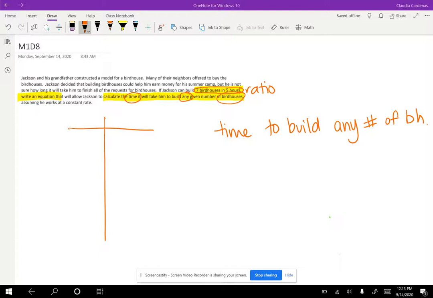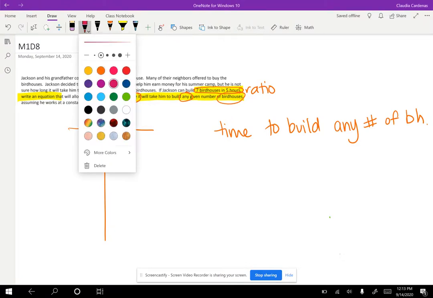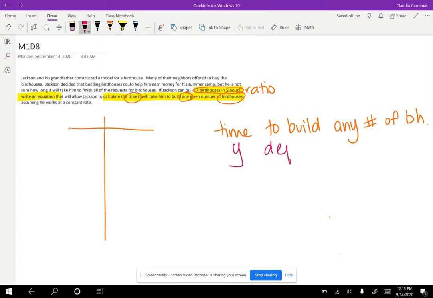So now that we've talked about how we determine independent and dependent variables, we know that the y depends on the x. So y depends on x. So if he wants to know how much time it's going to take, then that is going to be dependent on any number of birdhouses that we put in our table. All right, so let's go ahead and put that into our table here with x and y, time in hours, and then we can go ahead and put the 7 birdhouses for 5 hours.